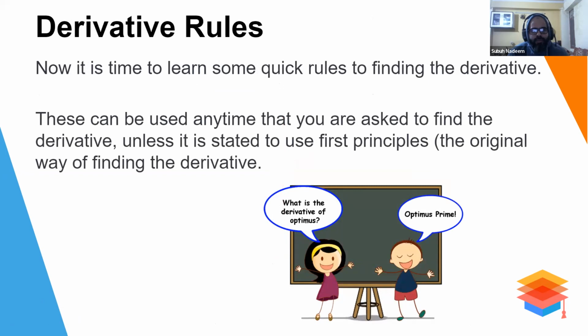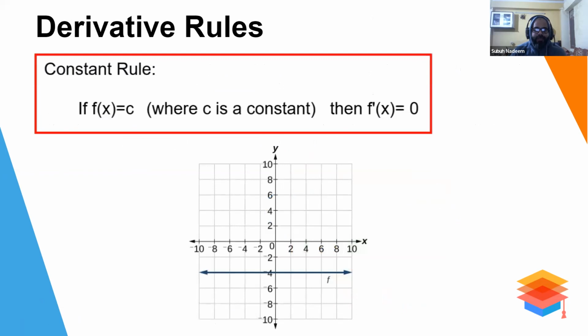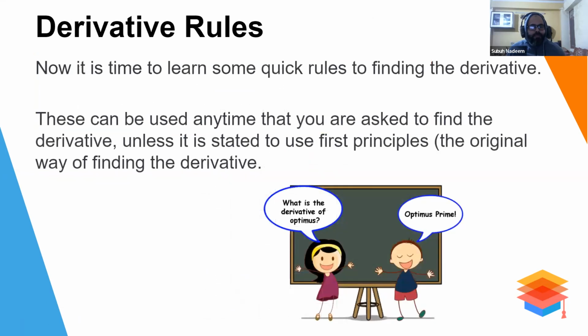Now it is time to learn some quick rules to find the derivative. Now your life will become relatively easier. Unless it is stated to use first principles, till now what we were doing, in order to find the derivative, we were using first principles. Unless it is stated that you have to use first principle, you don't use first principle. You will use the following rules regarding derivative, and this is how you will find the derivatives.